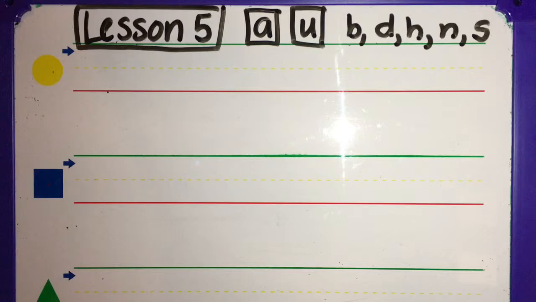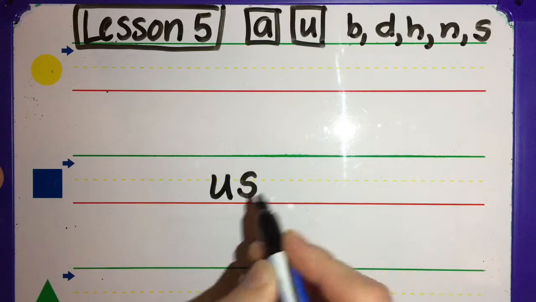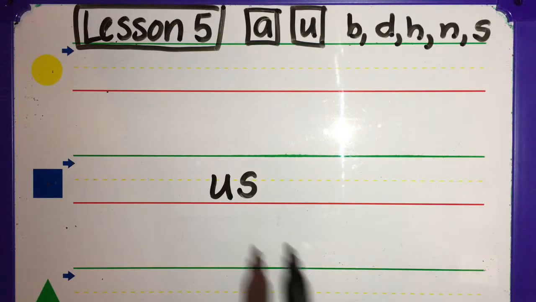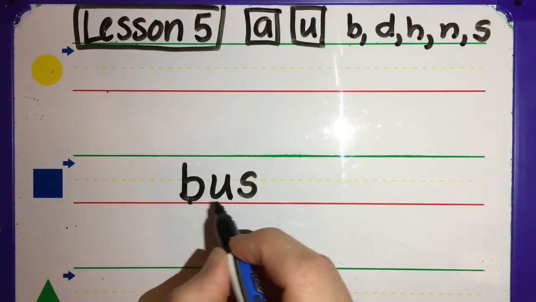All right, word number 1, us. Go ahead and segment that. Us, us. Go ahead and spell it. U-S. Word number 2, we're going to add 1 letter to make the word bus. Go ahead and segment. B-U-S, bus. Okay, we're adding 1 letter to the beginning of the word. You hear that B sound first.